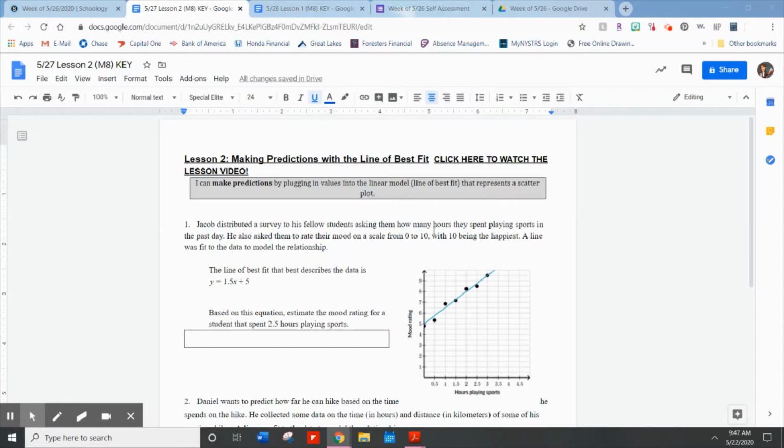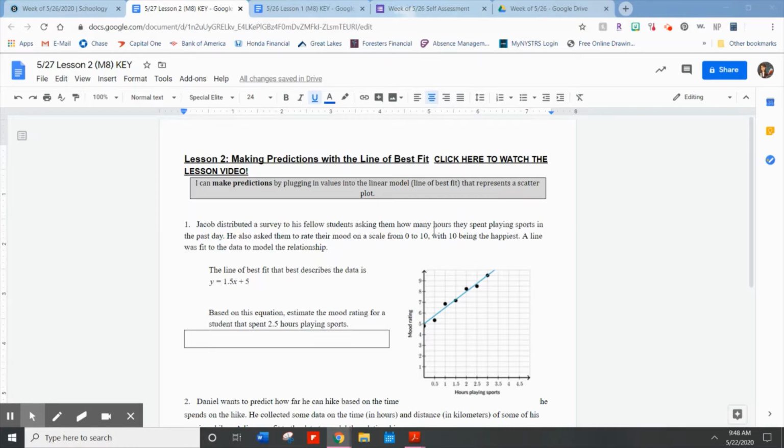So Jacob distributed a survey to his fellow students asking them how many hours they spent playing sports in the past day. He also asked them to rate their mood on a scale from 0 to 10, with 10 being the happiest. A line was fit to the data to model the relationship. This problem should sound familiar. It's the same problem we worked with yesterday, during lesson 1, except we're just answering a different question here.